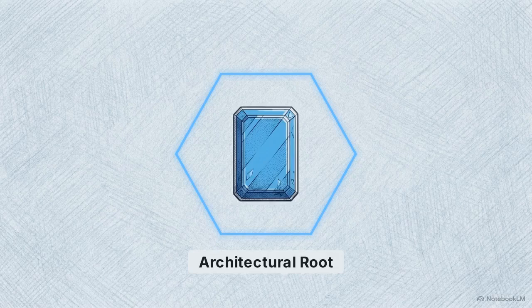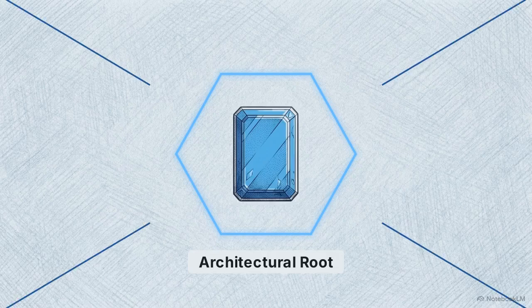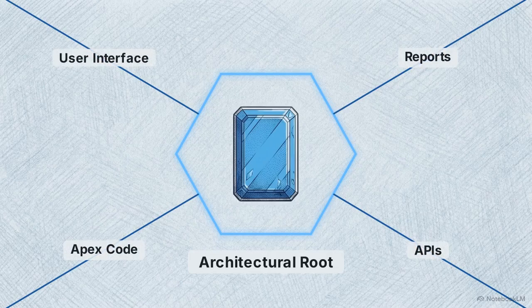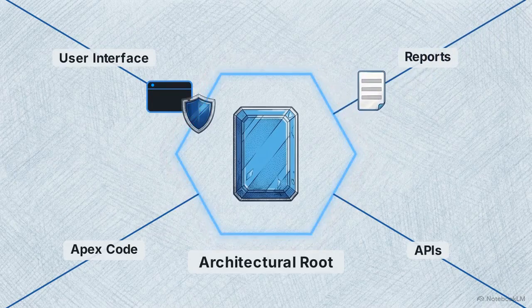From this root level, FLS simultaneously regulates the platform's 4 primary access vectors. The first vector is the standard user interface. FLS dynamically scrubs the restricted field from rendering on any page layouts. The second vector is reports. FLS prevents the restricted data from populating in any system-generated reports or dashboards.